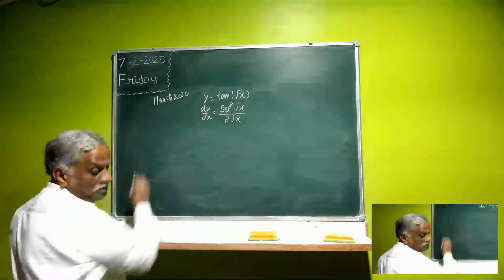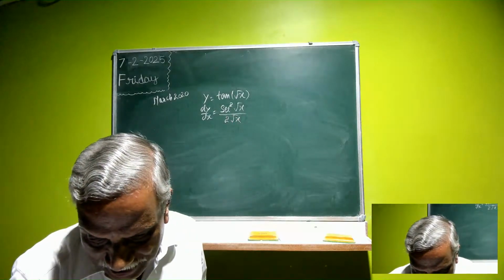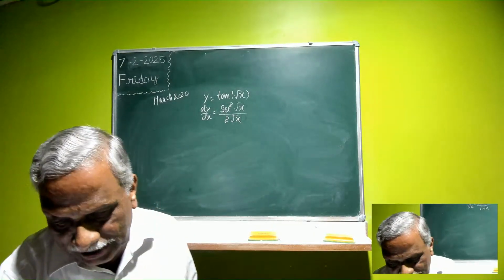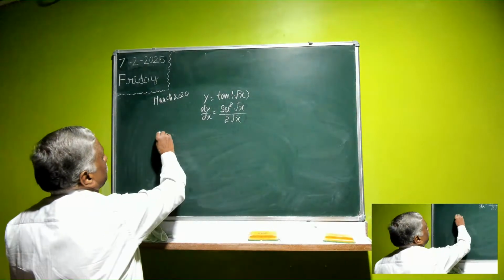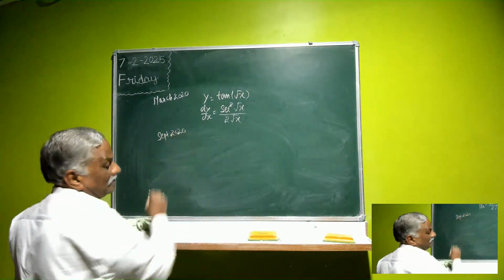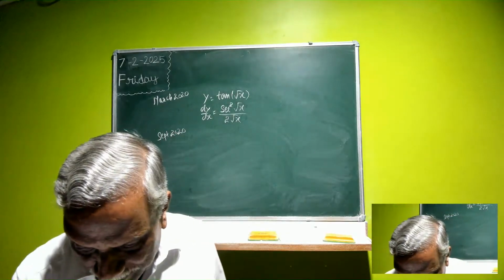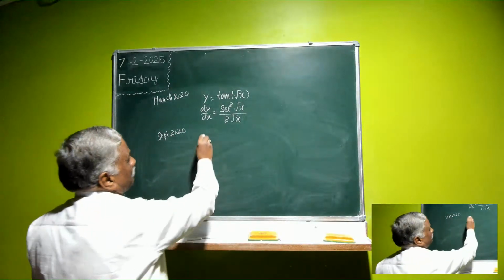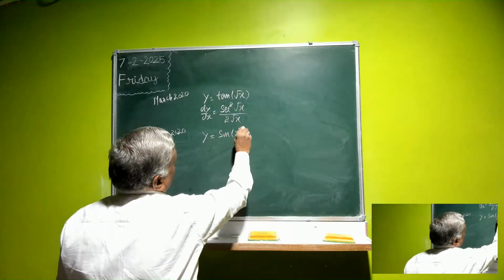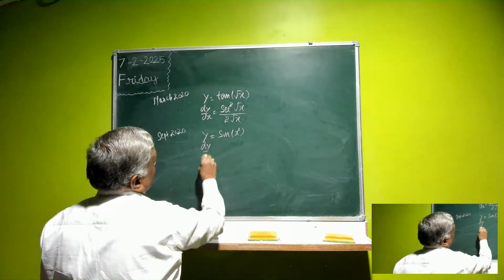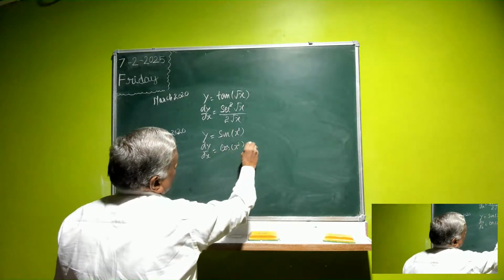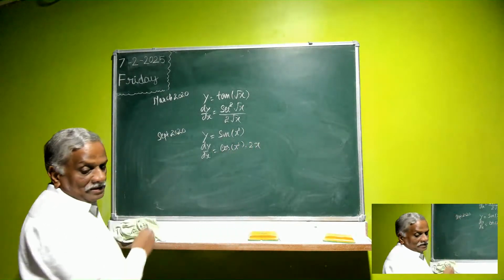I move on to July. That year, July, the exam was not held, it was held in September. September 2020. The problem is the same, they have repeated. Earlier also they asked this problem. Dy by dx is equal to sine is cos x square and x square is 2x.